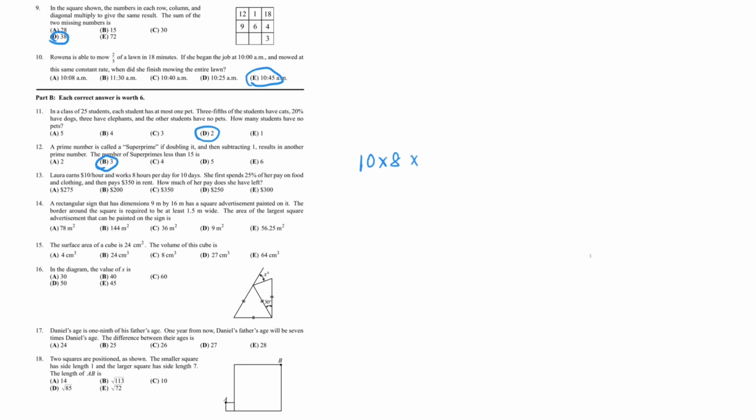1 hour makes the $10. So that's the $10 per hour. Total, that's the $800 in 10 days. So of the 800, she spends the 25% on food and clothing, left 1 minus 25%, and also pays the $350 on the rent.